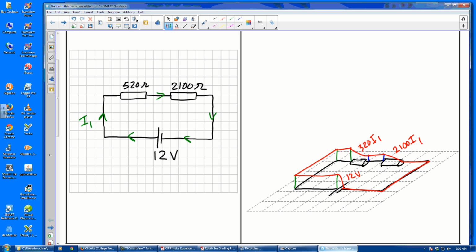Oh, this didn't go up. That's just me being poor at drawing. That just went straight across. Okay. Then how do you know this goes down? Because when current passes through a resistor, the resistor uses energy, thus the voltage has to drop.